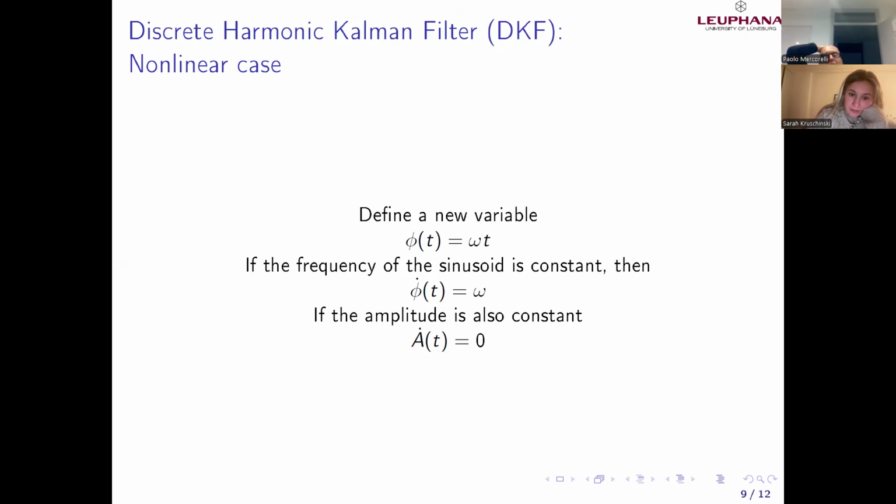Now I will define a new variable, phi of t equals omega of t. If the equivariance of the sinusoid is constant, then you have something like that. Of course, this is a hypothesis. But assuming that it's somehow valid.